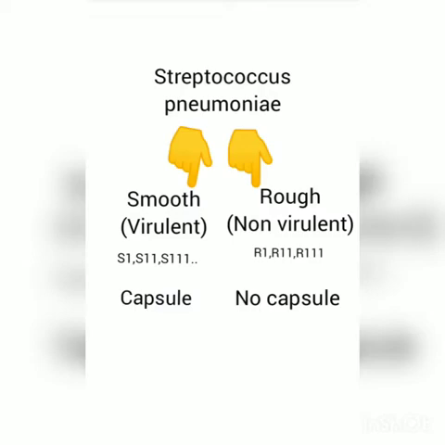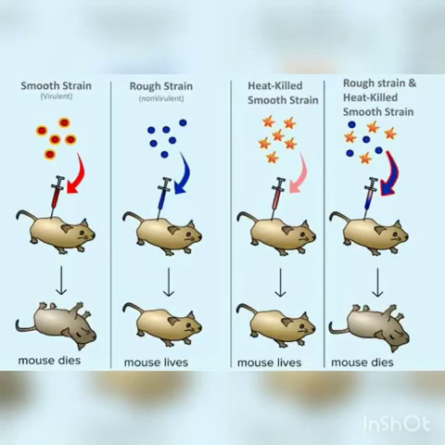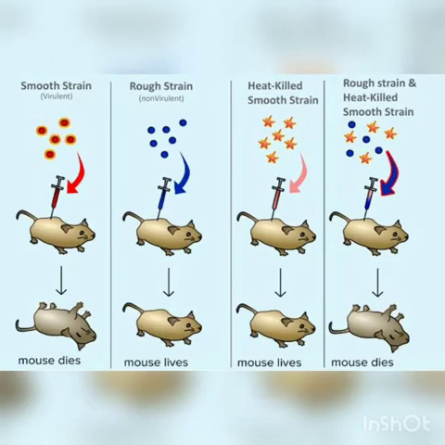The difference between smooth and rough Streptococcus pneumoniae is that the smooth Streptococcus pneumoniae contains a capsule around its cell wall, whereas the rough Streptococcus pneumoniae has no capsule around its cell. Now, in Griffith's experiment, he first injects the mice with the smooth strain, which is virulent, that is pathogenic, and the result was expected. The mice suffers from pneumonia and dies.